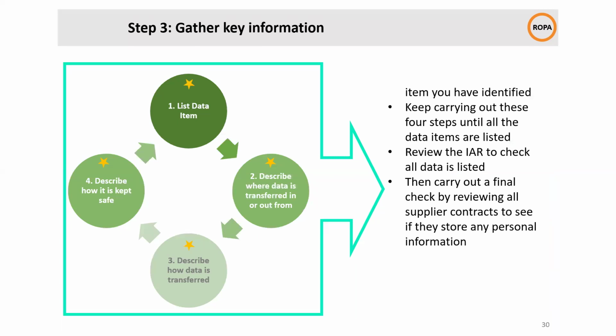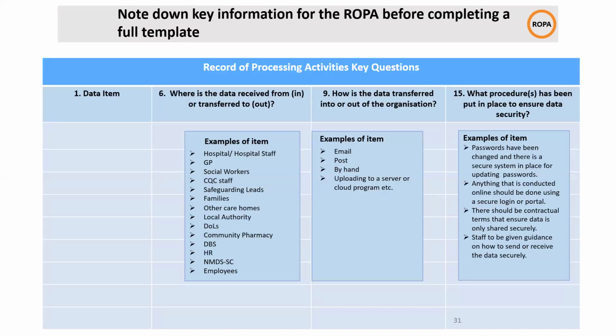So once you've identified the item, describe where it's transferred in or out from, describe how it's kept safe. So hopefully a much simplified version of what you need to do in order to create your ROPA. And then under those 4 key areas, again, you can see some examples of the sorts of thing that you would expect to see within those key headings. So again, I won't need to run through all of that in great detail, but you will get a copy of the slides that will help you to refer back should you need it.